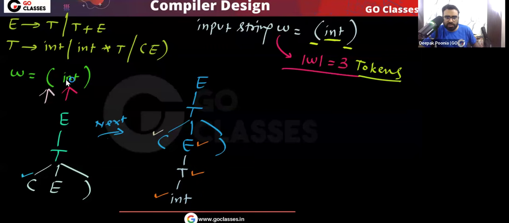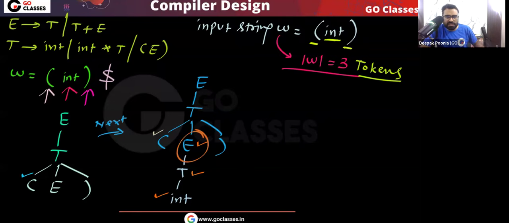Now notice one more thing. When this int and this int were matching, on the input also we move to the next symbol, because they are matching. So on the input we move to the next symbol. And there is a dollar at the end.